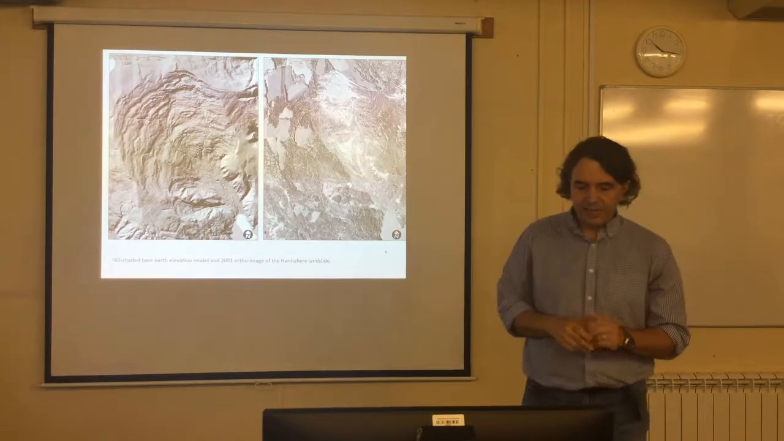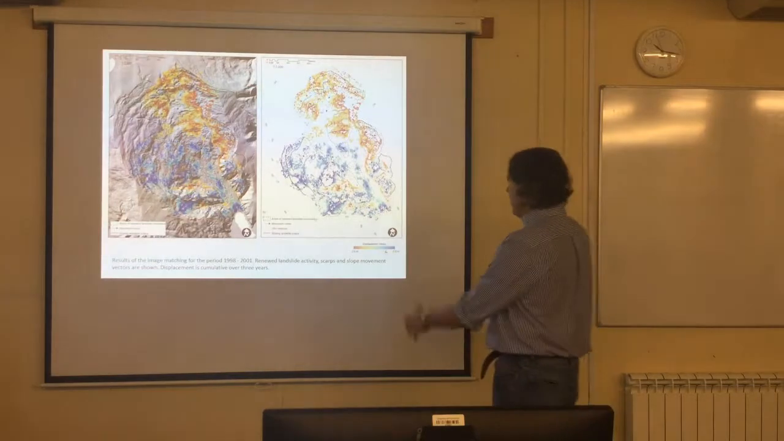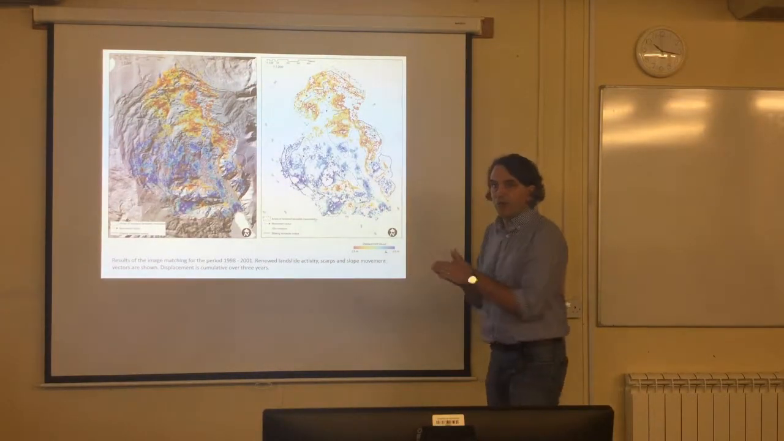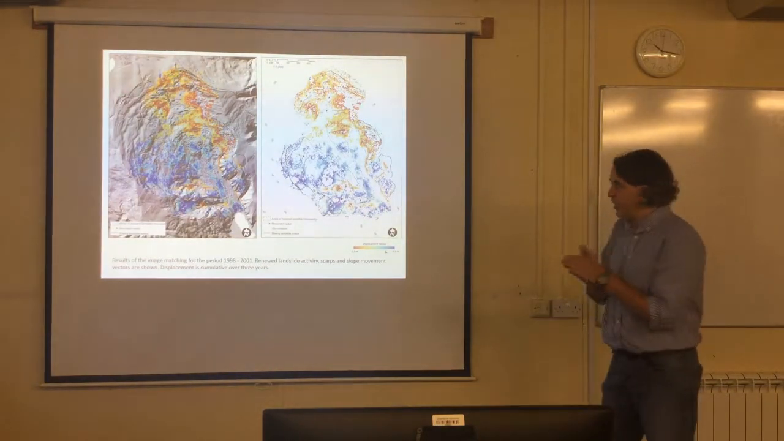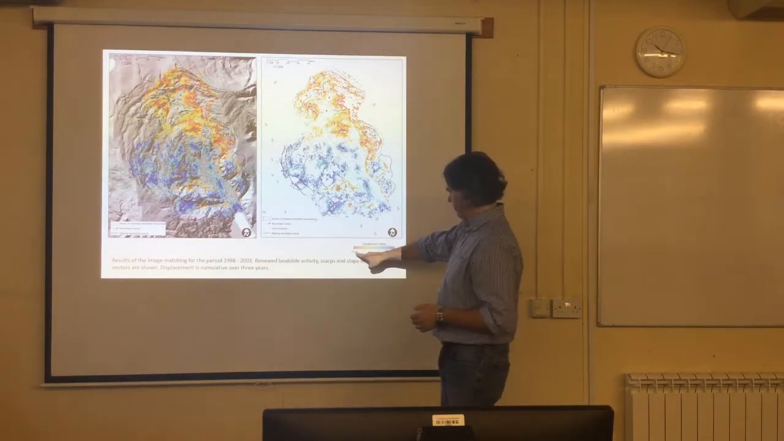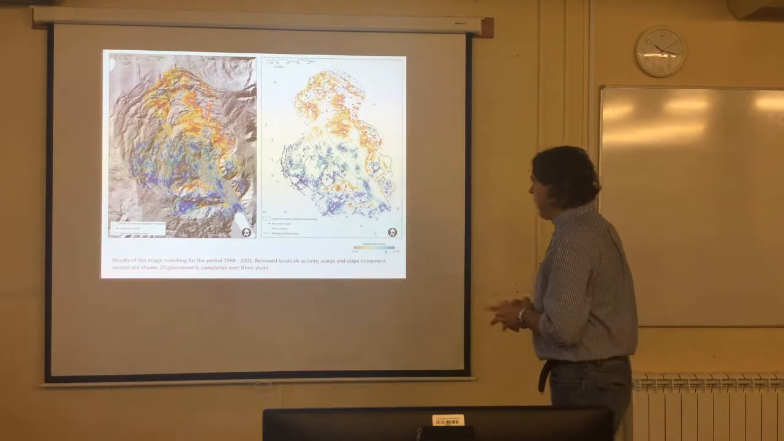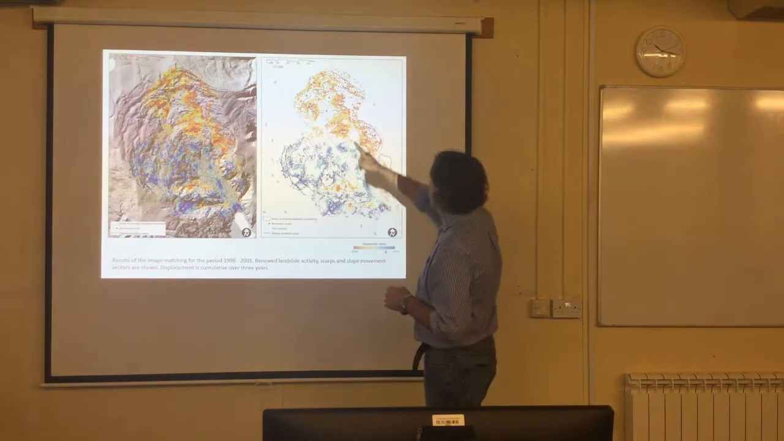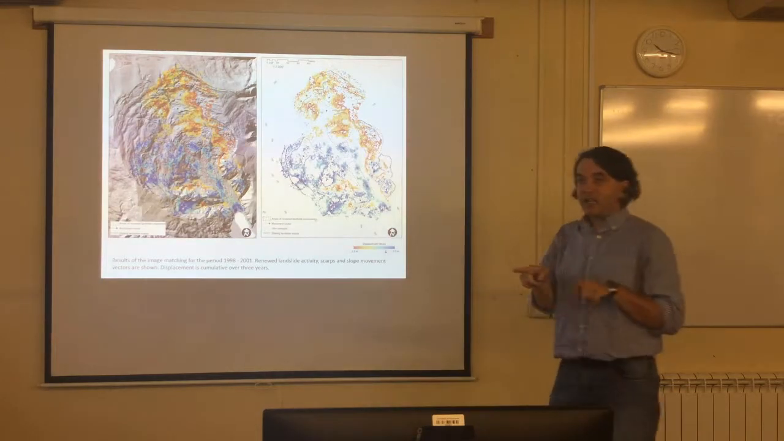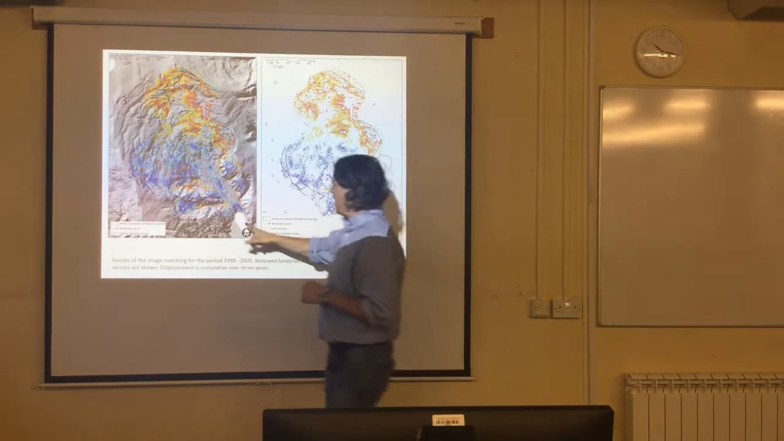So we did that for the 2 epochs. Here's the first set, and it gives you essentially the amount of movement taking place. How has it changed, whether it's gone up or down. Red is up, blue is down. And then in terms of the arrows, it gives you essentially a sense of motion, which way it's going. So we can see here the landslide.